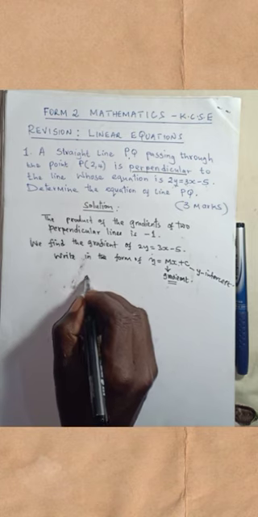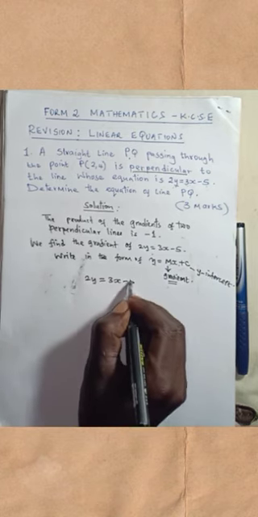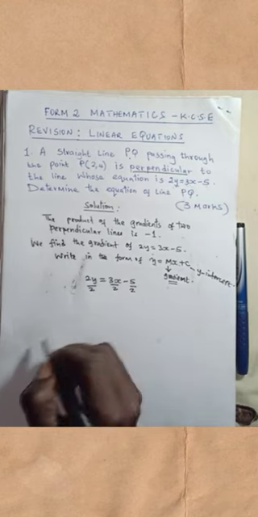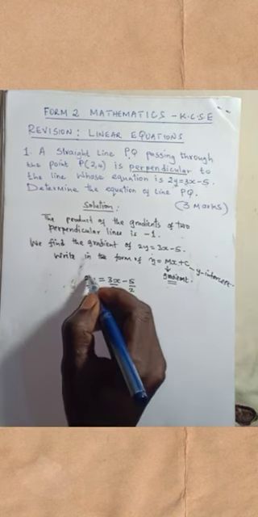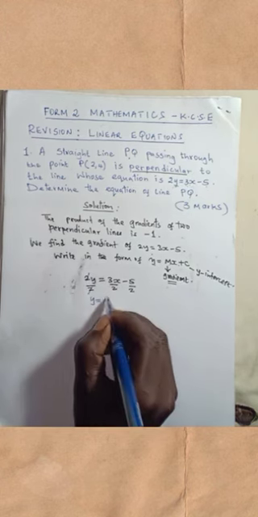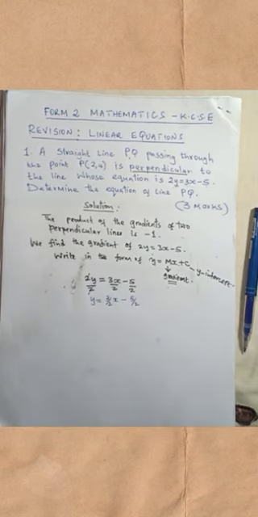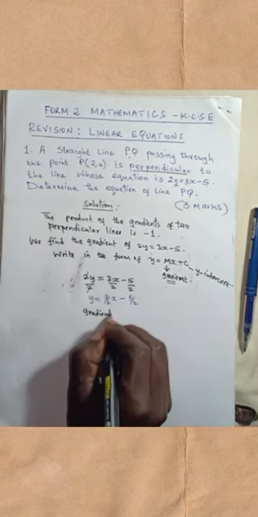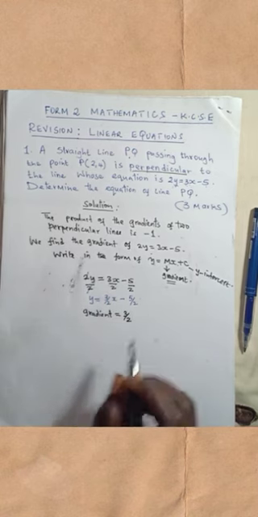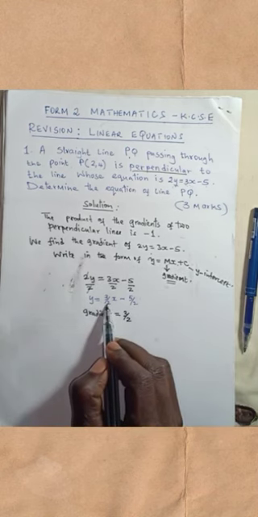So we write 2y = 3x - 5. To make y the subject of the formula, we divide through by 2. Dividing through by 2, the 2 will cancel here, so that you remain with y = 3/2 x - 5/2. So the gradient therefore is equal to 3/2. Linking to the equation y = mx + c, where m is the gradient, our m here is 3/2.